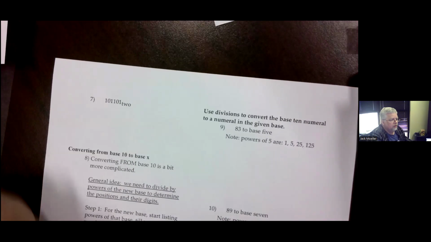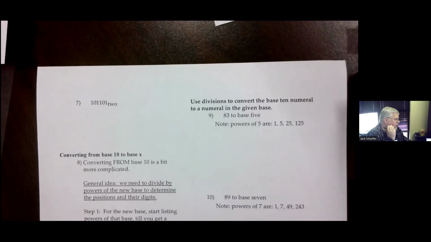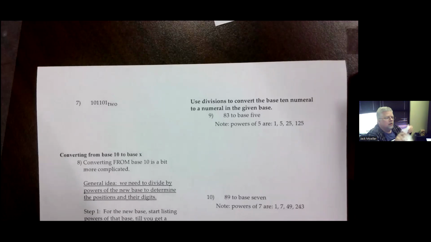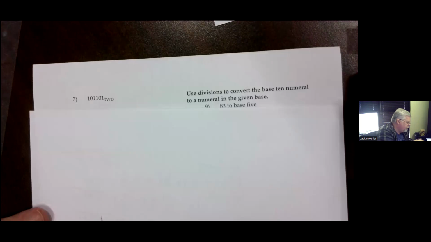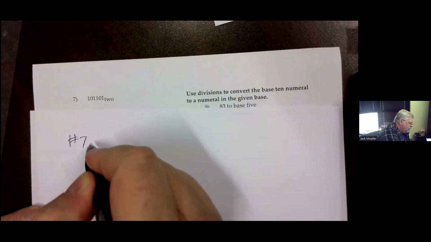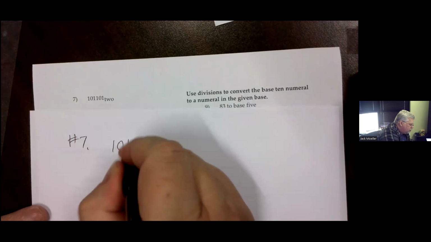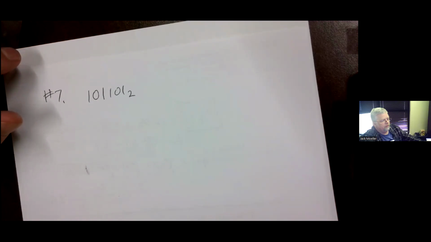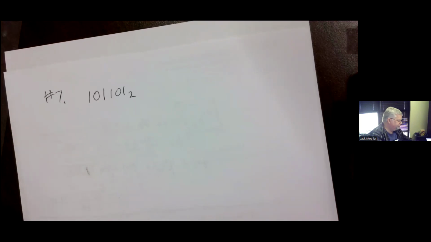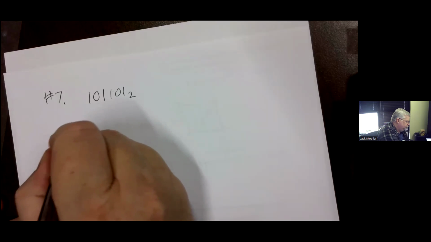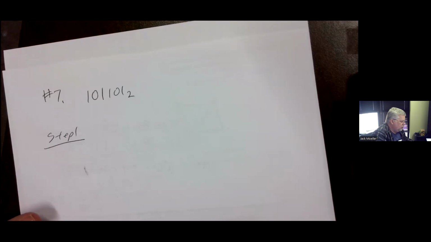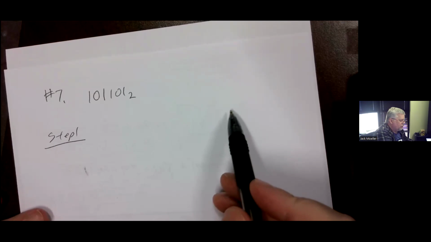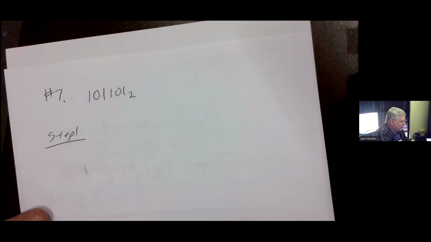Let's do one more of these. Let's test and see how good you are with keeping track of all our exponents. Again, I'll do this on a different sheet of paper. So this is 101101 base 2. So let's convert this to base 10. This is where if I started on the right and worked to the left, I've definitely run out of room.